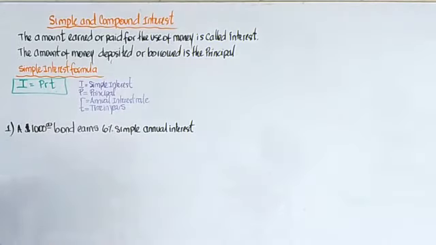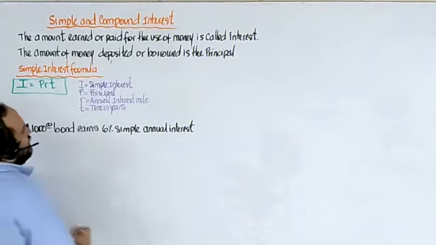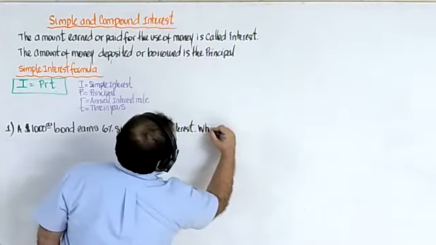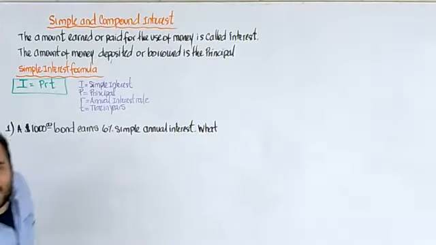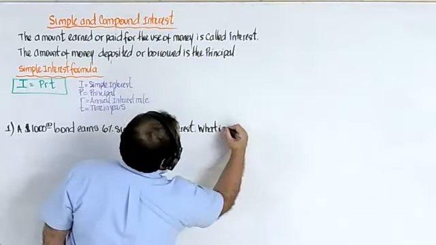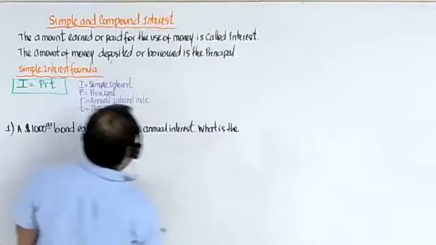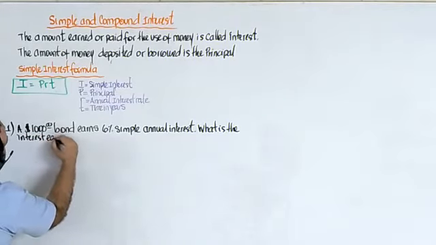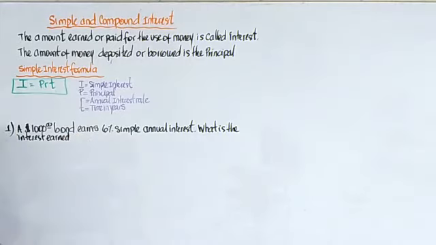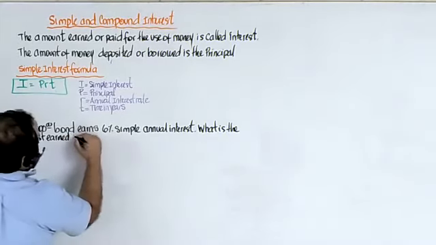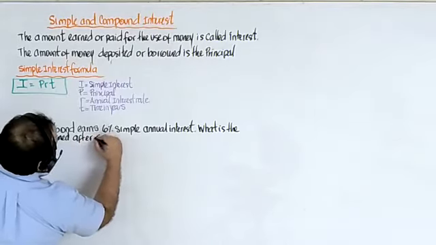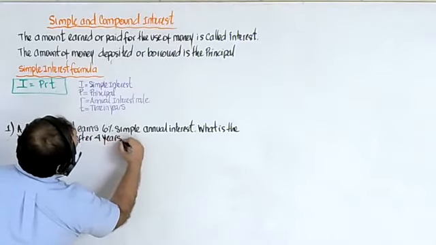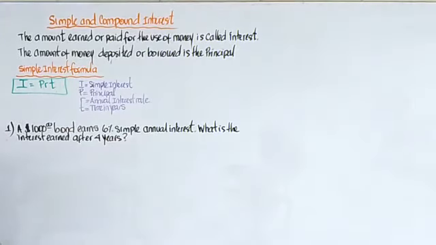Earns 6% simple annual interest. The question is, what is the interest earned after 4 years? All right. This is the first word problem they're going to have in this situation because it's applications.